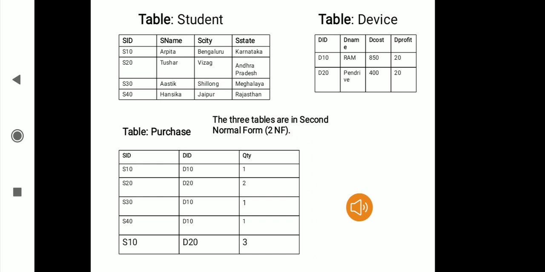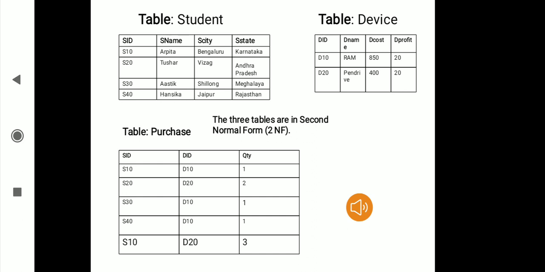But if the columns SID and DID are combined together, then there are no duplicate entries, as can be seen in the table purchase. This is because when SID and DID are combined, the first entry is S10D10, second is S20D20, third is S30D10, fourth is S40D10, and the fifth is S10D20. Clearly, there are no duplicates and all these entries are distinct.